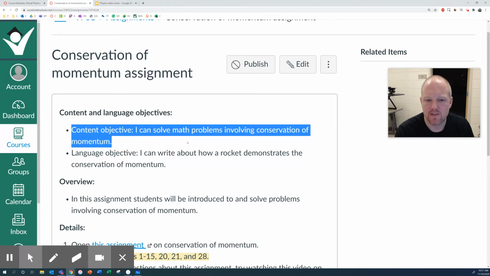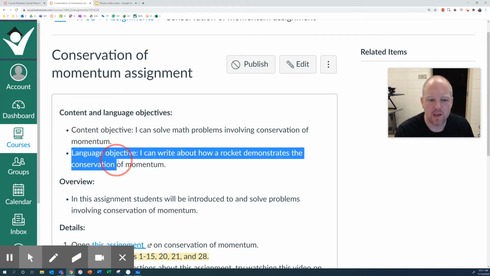The content objective is I can solve math problems involving conservation of momentum. Language objective is I can write about how a rocket demonstrates the law of conservation of momentum.